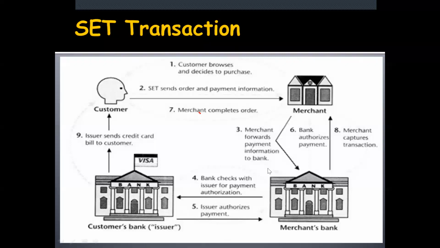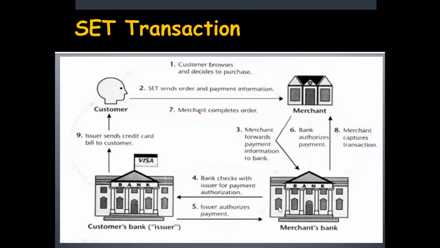Now the bank is going to check. The customer is not necessarily from the merchant bank only. So the merchant bank checks with the issuer for payment authorization, which is this Visa kind of thing, the customer's bank or issuer. Visa and other institutes are there. If the user is using a Visa card, the merchant bank is going to check with the issuer: is he authorized for the payment with this card? After that, if the customer is authorized, they are going to issue an authorized payment.